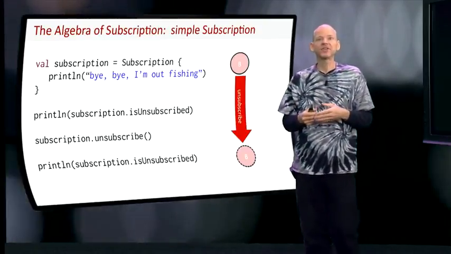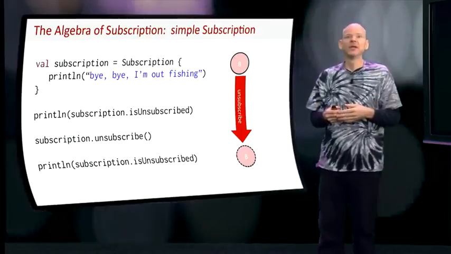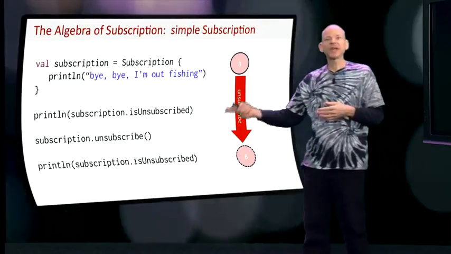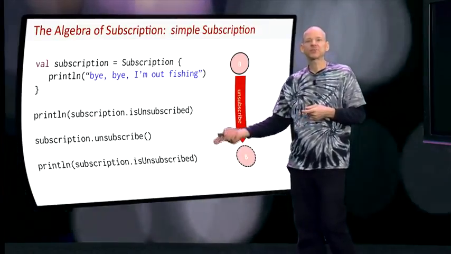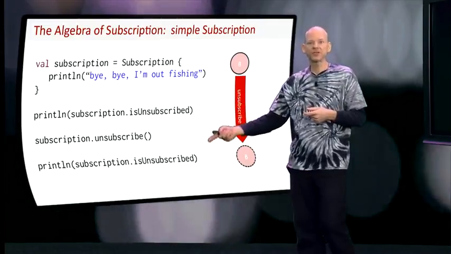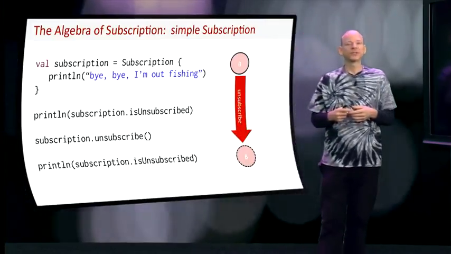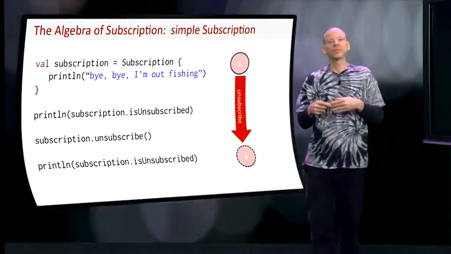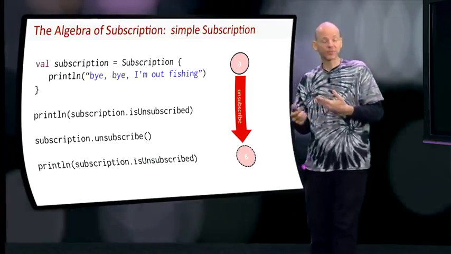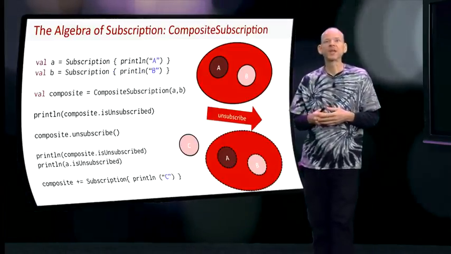All right, here's another example where we are doing the same thing, but then we're printing isUnsubscribed. In this case it will return false, and in this case it will return true. So after you unsubscribe, calling isUnsubscribed will return true.